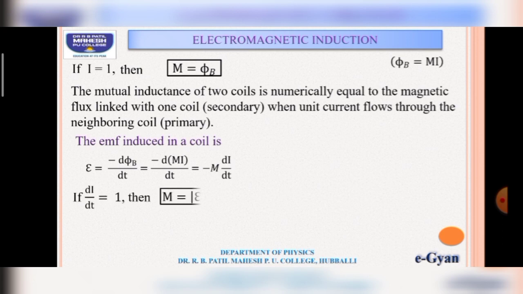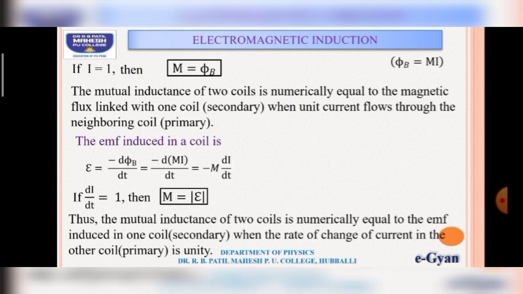If dI by dt is equal to 1, then M is equal to the induced EMF, that is E. Thus, the mutual inductance of two coils is numerically equal to the EMF induced in one coil when the rate of change of current in the other coil is unity. In both cases, we have shown that mutual inductance is equal to magnetic flux. In the second case, we have shown that mutual inductance is equal to the magnitude of induced EMF.